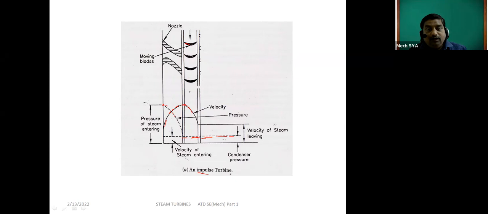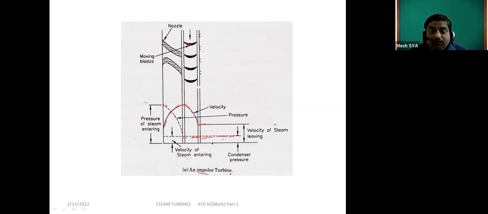Afterwards, with the symmetrical blades of the impulse turbine, when the steam is moving, the velocity is continuously decreasing. Initially this much is the highest velocity, and this much is the decreased velocity. The resultant is the force exerted on the blade because of the change of momentum. This will be the velocity after the steam leaves, and this will be the condenser pressure.